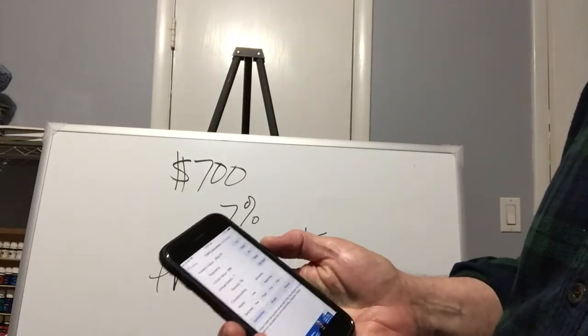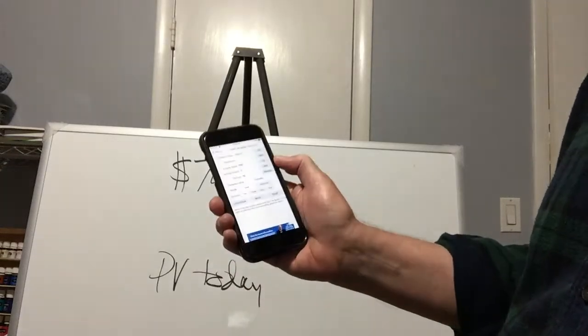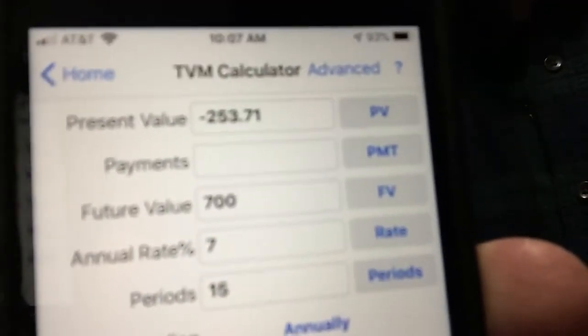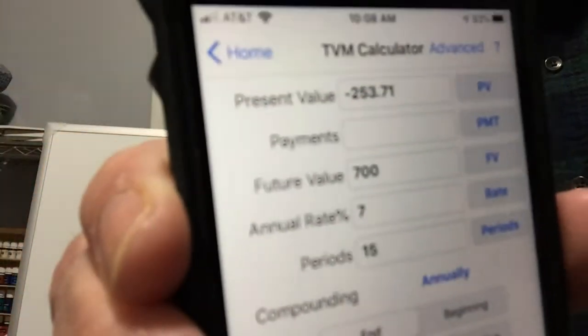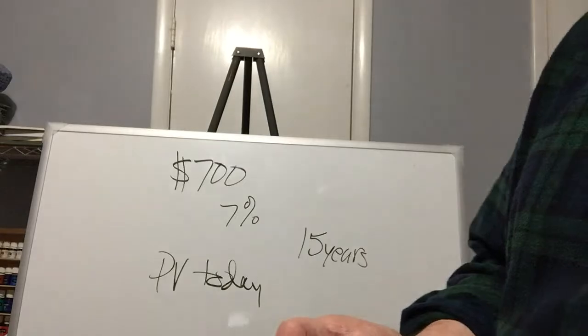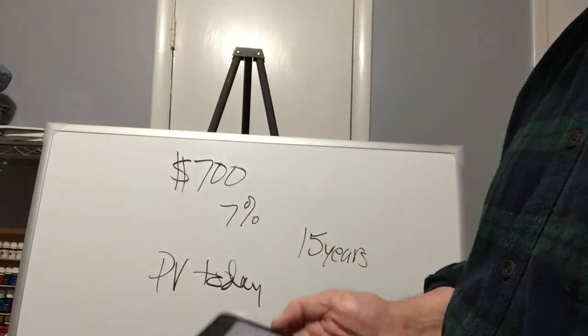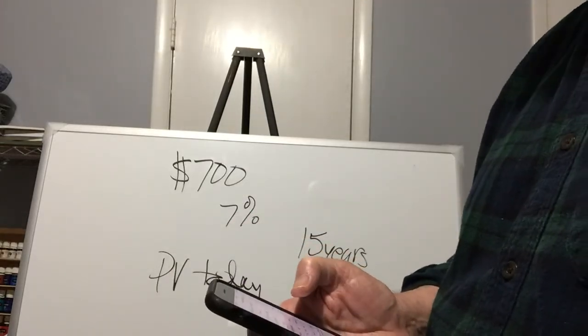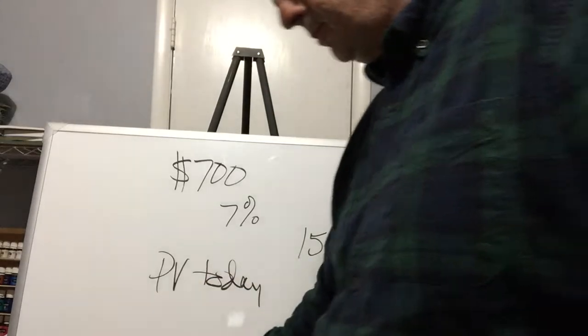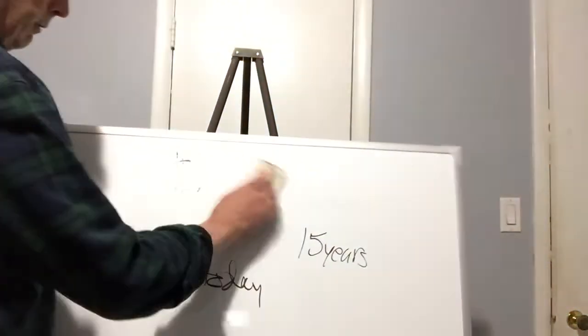Now you'll notice that in all of these problems, one of those numbers is going to come back negative, and it depends on which one you put in as positive. If you put one in as positive, the other one's going to come back negative. It's just the way the app works. So anyway, for that particular problem, that's the way it works out. So now let's consider some annuity problems.